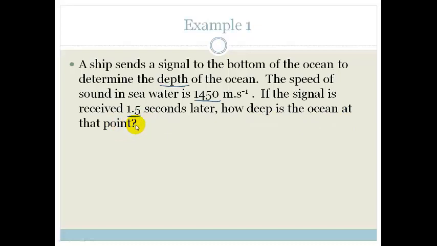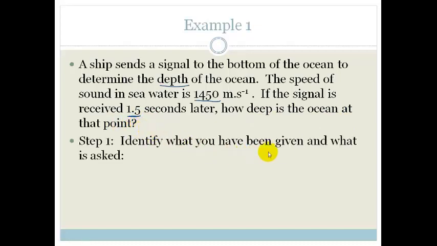Right, so I've kind of helped you already because it says step one, we need to identify what we've been given and what is asked. So what have we been given? We've been given the speed of sound in the water is 1,450 meters per second. We've also been told that the time it took to get there and back is 1.5 seconds, and it asks how deep is the ocean. So what are we looking for? We're looking for the distance.